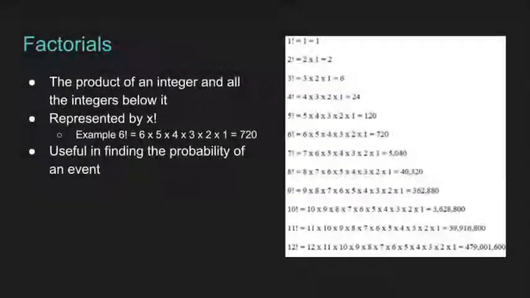Factorials: the product of an integer and all the integers below it, represented by an x with an exclamation point after it. Example, 6 factorial is equal to 6 times 5 times 4 times 3 times 2 times 1, or 720. It's useful for finding the probability of an event, especially in a permutation.